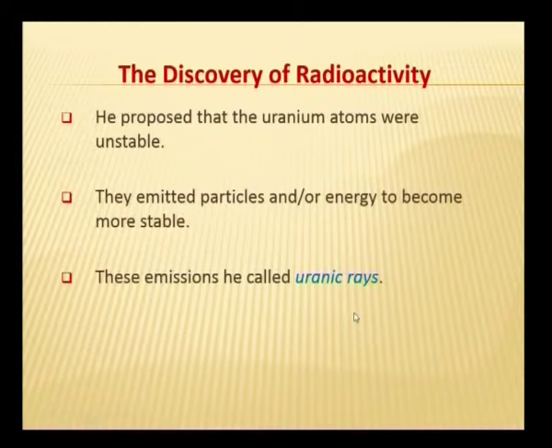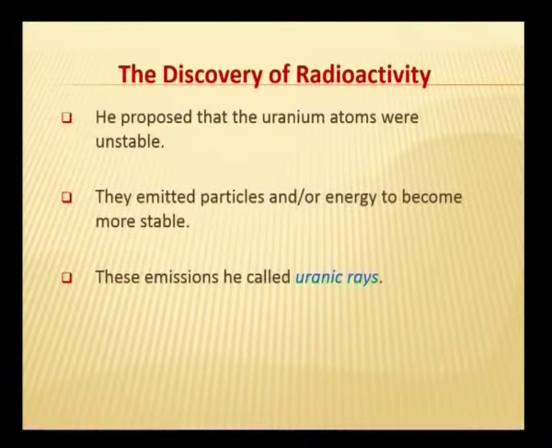These emissions Henry Becquerel called uranic rays, because they are coming from uranium. Later the name was changed by Madame Curie.